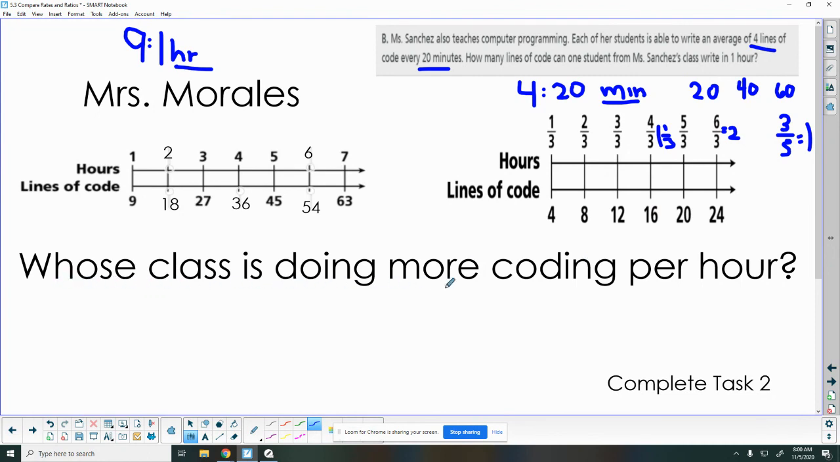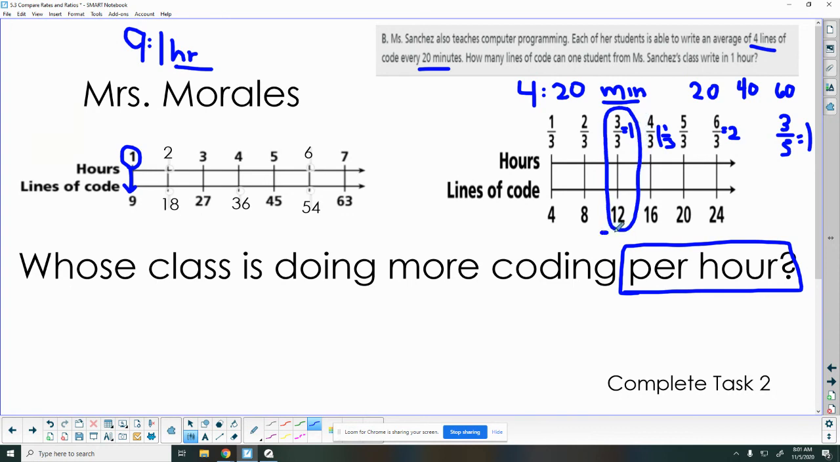So we want to know whose class is doing more coding each hour. We need to compare their hours. We've got to compare the same thing. So I can look on Mrs. Morales' class, and here's 1 hour for her class. They did 9 lines of code. This is only 20 minutes. This isn't a full hour. But 3 divided by 3 is 1. Here's the full hour. And after an hour, her class did 12 lines of code. So whose class is doing more? Mrs. Morales' did 9. Mrs. Sanchez's class did 12 in an hour. So Mrs. Sanchez's class is doing more lines of code each hour. So you've got to make sure that you're comparing the same quantities there.